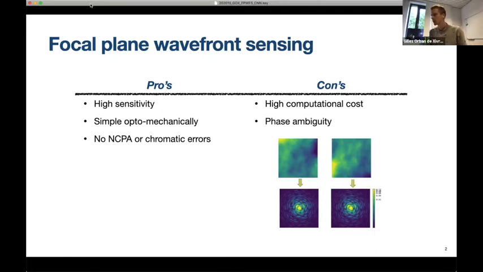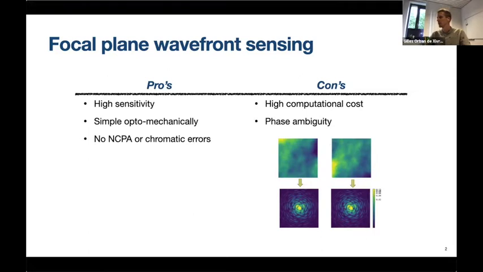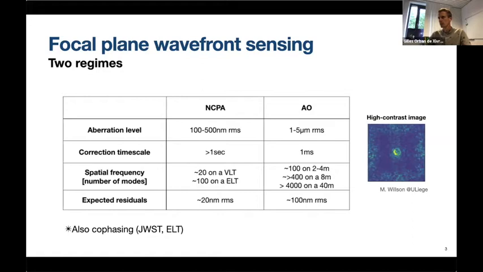And as we've heard as well in the various talks, there's a phase ambiguity. Here you have another illustration, and you need to lift it by some means, and there are many ways of doing that. Now, there are several regimes, and again, we've heard several regimes where we could use focal plane wavefront sensing.